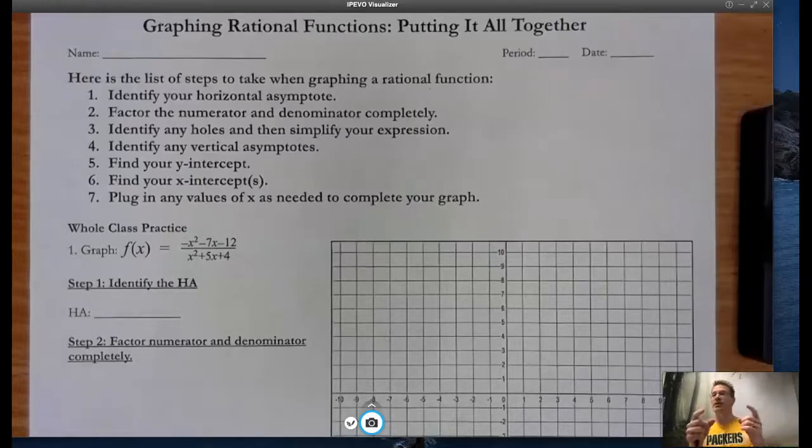And then the little piece that we're going to add today is that once we have all that information on the graph, do we need a few more points to fill out our graph and sketch our curves? All right, so let's go right to problem 1 here.